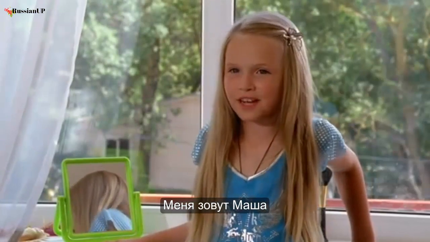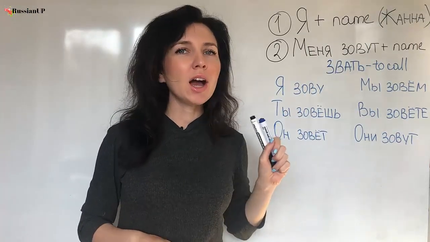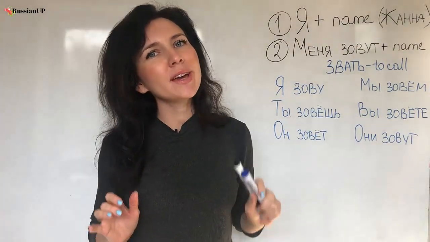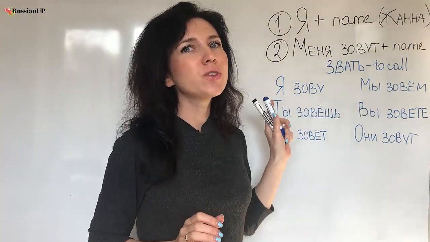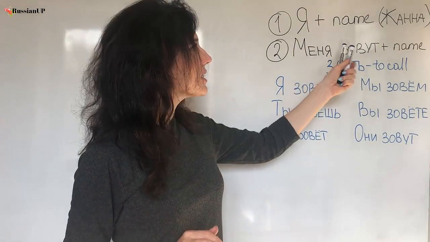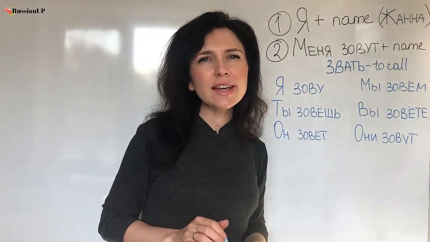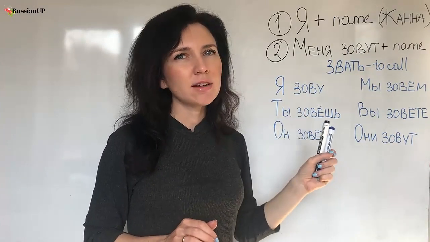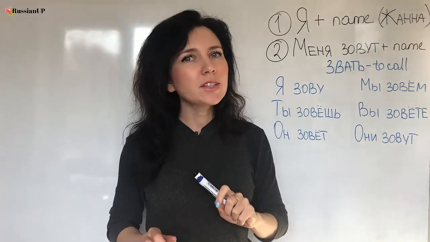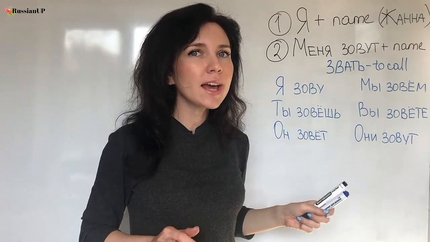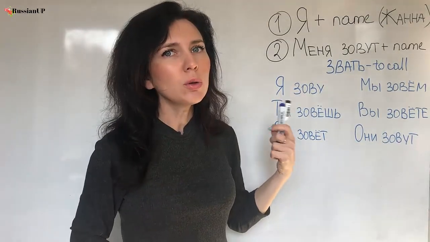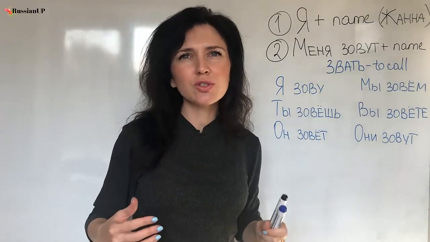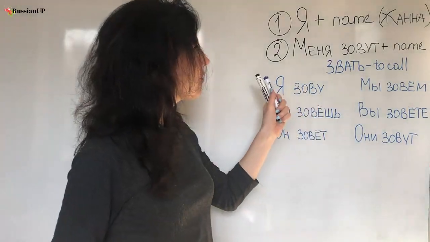Меня зовут Маша. On this option I want to stop because here I want to speak about the grammatical construction of this phrase. Меня зовут. We can translate it as I am called Жанна. Меня зовут Жанна. Or even better to translate it literally as they call me Жанна. It would be the most close translation. And what do we have here?